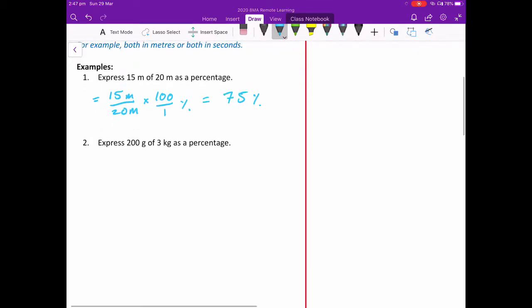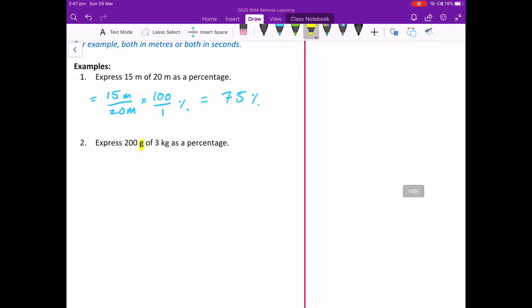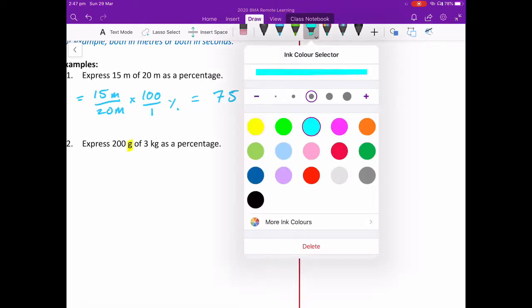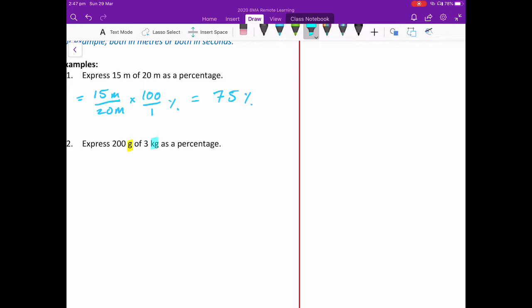And a lot of you might have been able to pick that straight away. The second example here, express 200 grams of 3 kilograms as a percentage. Now, do we have the same units here? That's the very first thing that we should be checking. So I've got grams and I've got kilograms. Now we can go either way. We can change them either both to grams or we could go both to kilograms. And you should get the same answer regardless.